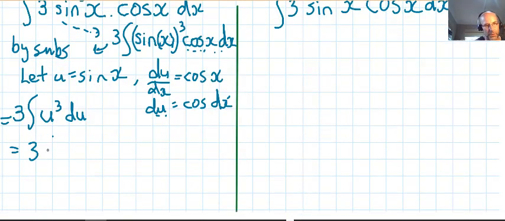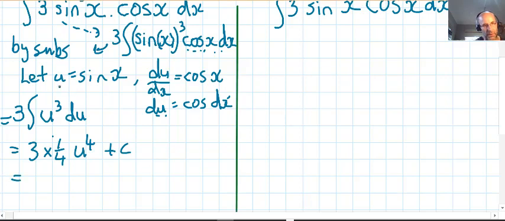So that would make u to the 4th times a quarter, or a quarter u to the power 4 plus constant. And then we unsubstitute back in terms of x, so we have 3/4 sine to the power 4 x, or sine x all to the power 4, plus constant.